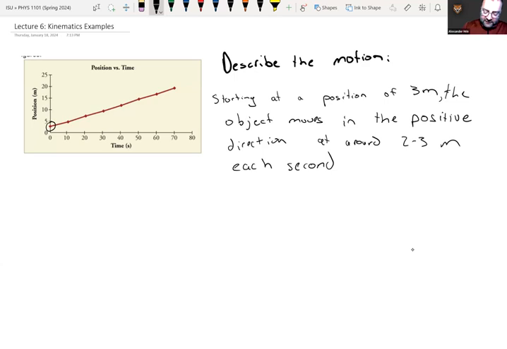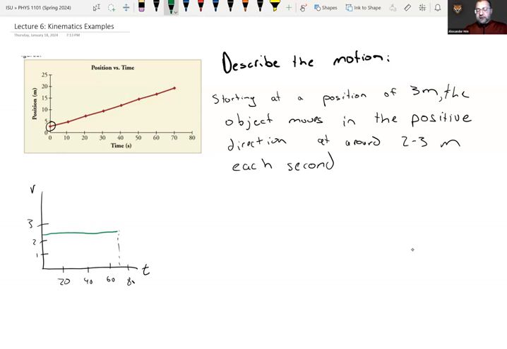Another thing you might have to do is sketch the velocity-time graph. This one is not too bad because it has a basically constant velocity. We said the velocity was around 2 to 3, so I would go 1, 2, 3 for the velocity, and for time I'll go by 20: 20, 40, 60, and then 80. It only goes out to about 70, but the idea is that the velocity is roughly constant. I'll do this in green, since velocity graphs tend to be drawn in green. We just draw that as horizontal.